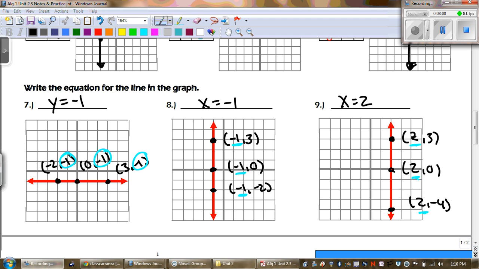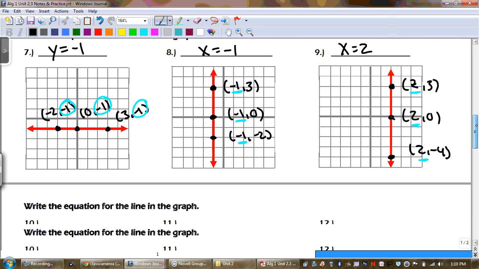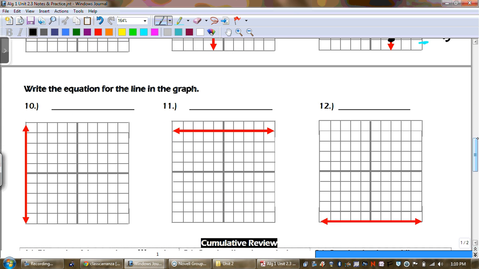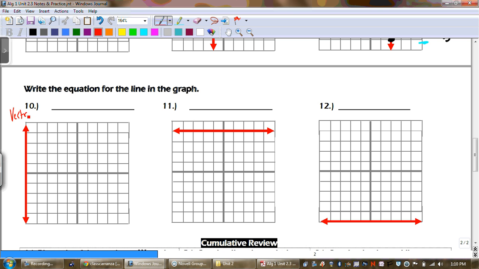Okay, you might have picked different points from me, but we should have the same equation that we get: x equals 2. Okay, now, did you notice something about all those equations? Well, right away, you should know if the line is horizontal or vertical. Like number 10, 10 is a vertical line.